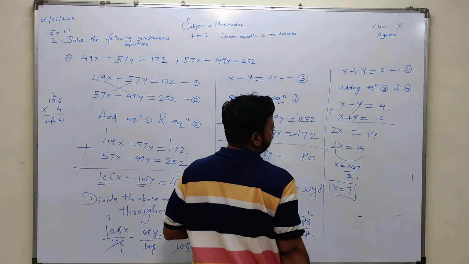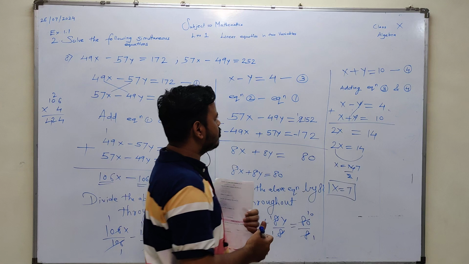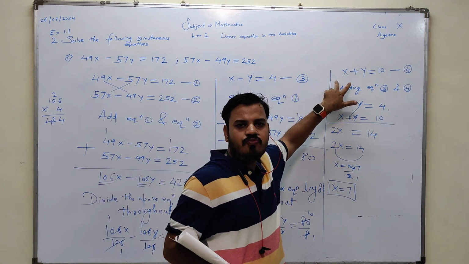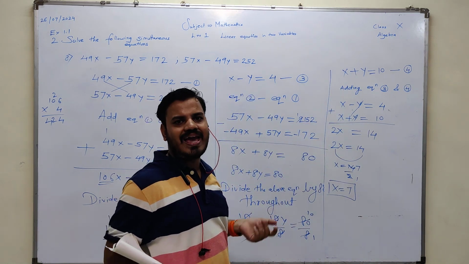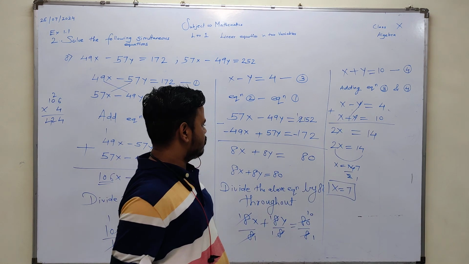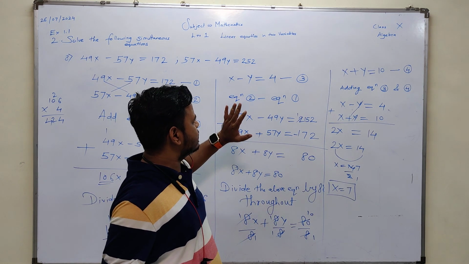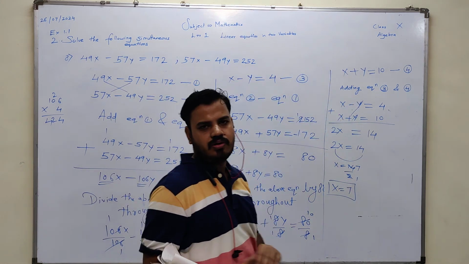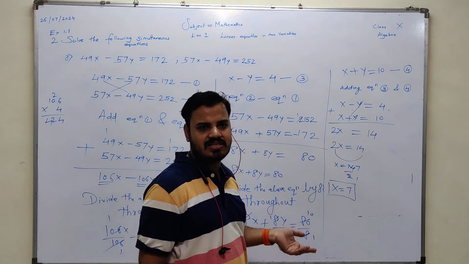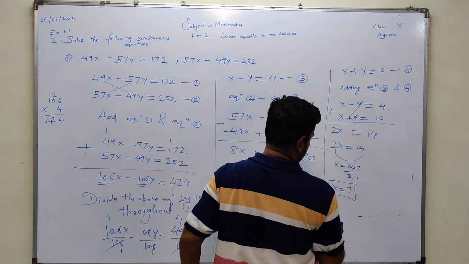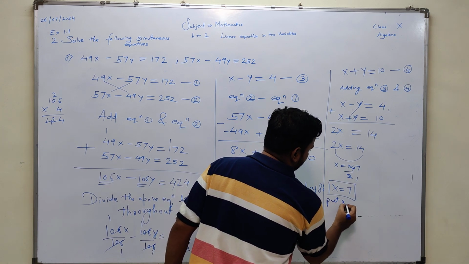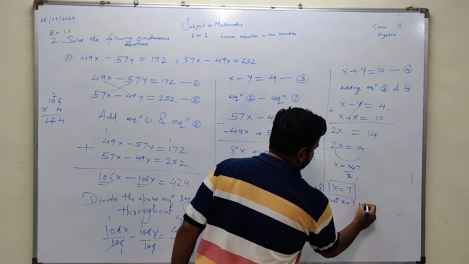So this is your first value. Now after getting the first value of x is equal to 7, you can put this value in either equation number 3 or equation number 4. Whichever you find easier for calculation, you can put the value of x in that equation. So let me put this in equation number 4. Irrespective of where you put the value of x, you are going to get the same answer for y.